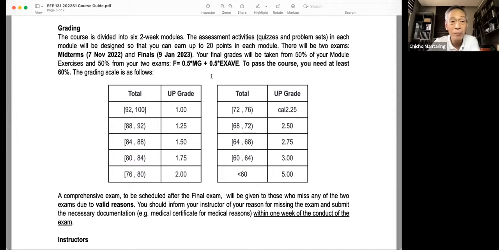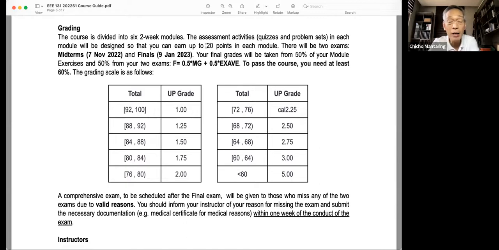Okay, so how are you going to be graded? There are going to be two bases for your grade. One is the module work that you're going to have to do, which is going to be administered through UVLE. Okay, so this consists of quizzes and of problem sets. So this is going to be administered through UVLE.